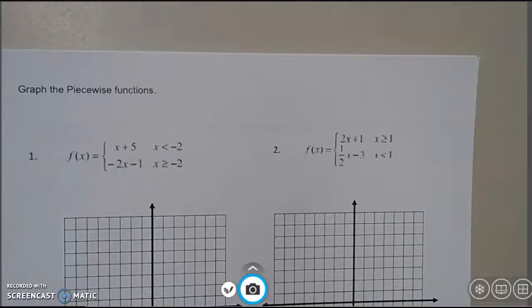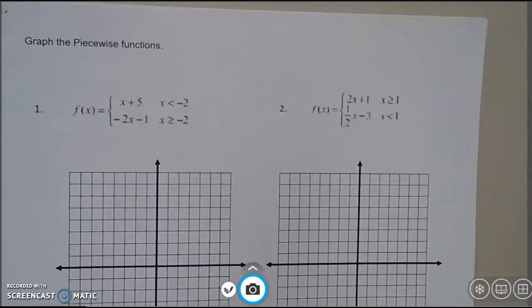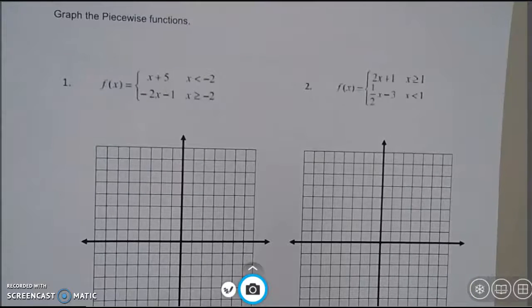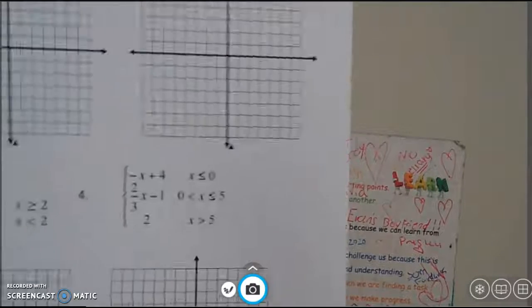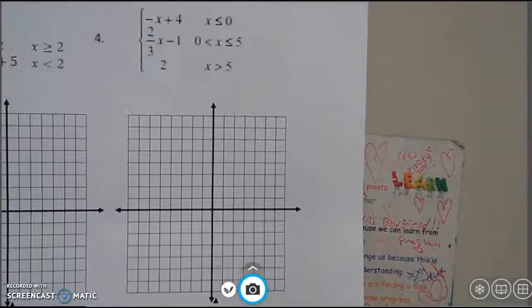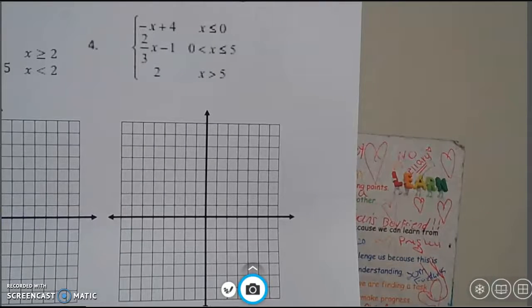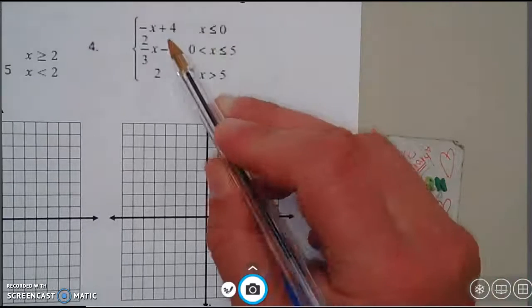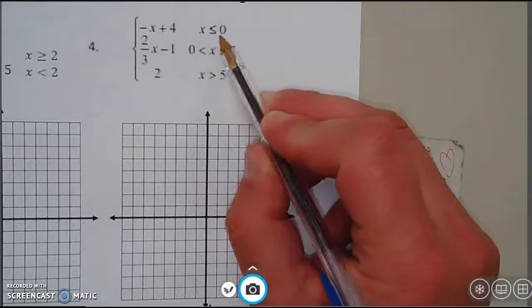Okay, so we're gonna talk a little bit about the piecewise worksheet here. Let's look at the one that has 3 parts to it, just because I think that's a good one. So this one here, number 4. There's 3 different lines going on here, and we just gotta graph them. So we're gonna graph this line anytime x is less than or equal to 0.